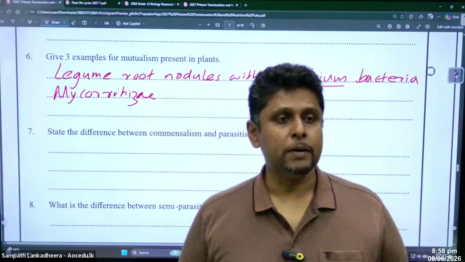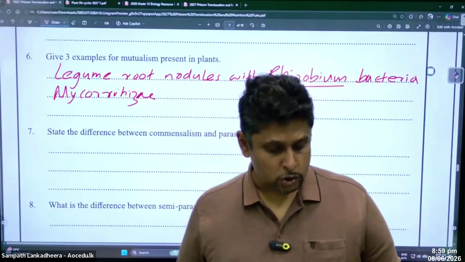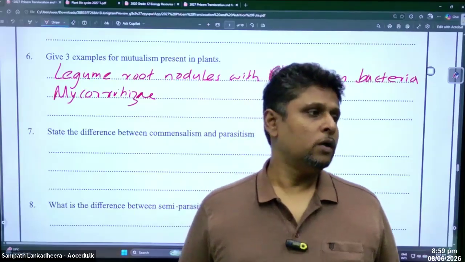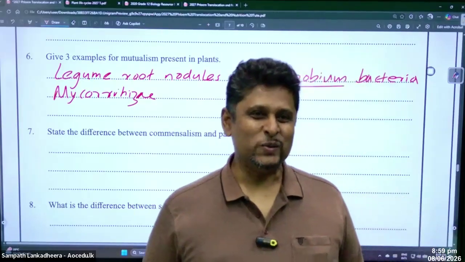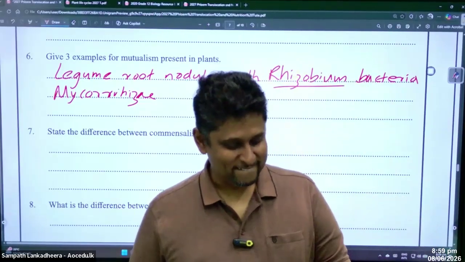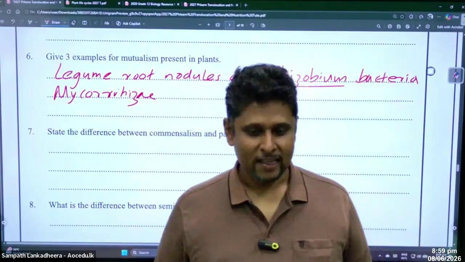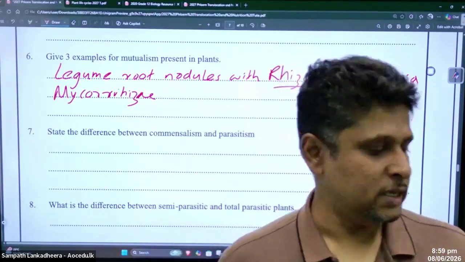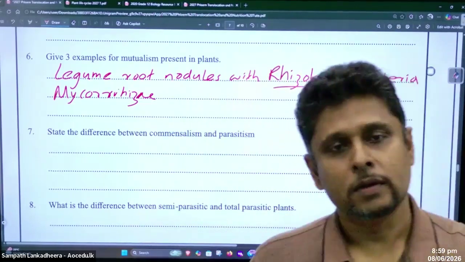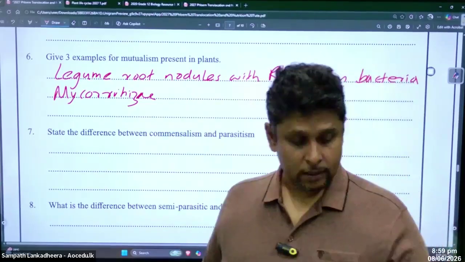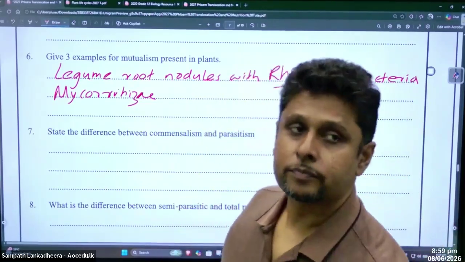And then next one, people, coralloid roots of Cycas with Anabaena. Coralloid root of Cycas with Anabaena. All right, next one, people.